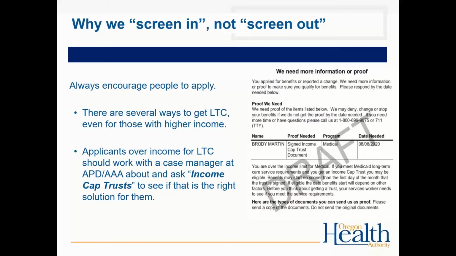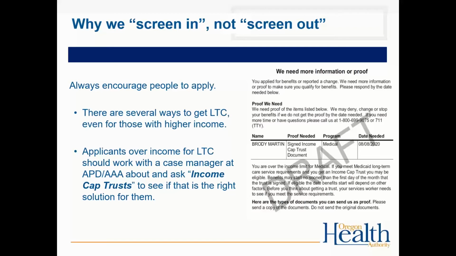We don't want to go too far into that. That gets pretty detailed, but just know that those with over 300% of the SSI income could potentially be eligible if they get an income cap trust, and APD, AAA offices can help walk a person through that. We will actually pend for that as well, and that's what the notice looks like on the right-hand side. Signed income cap trust.